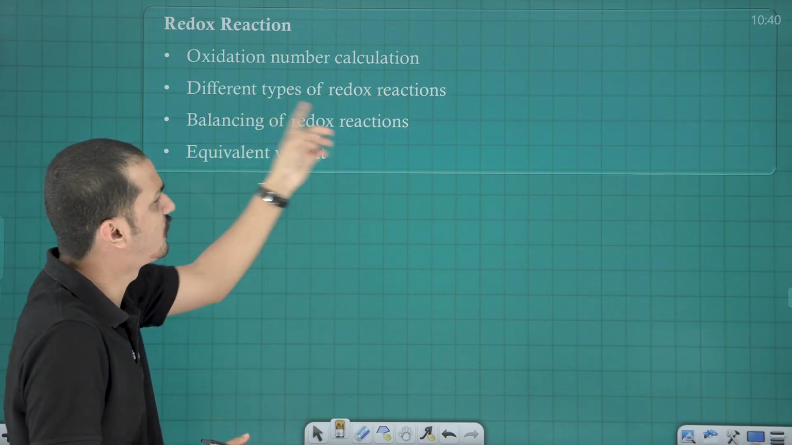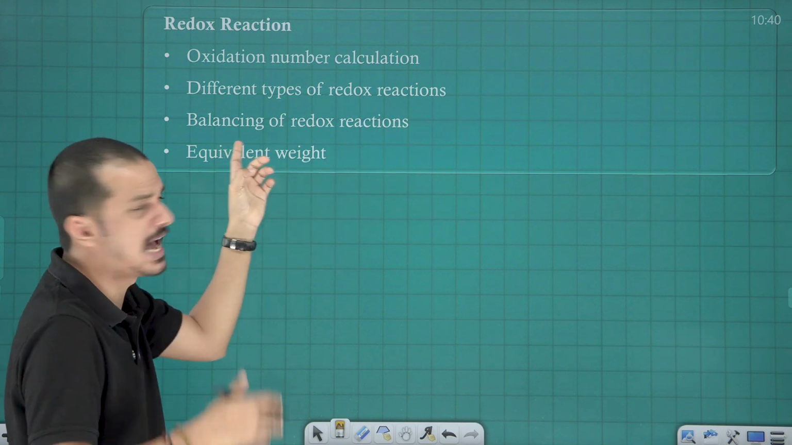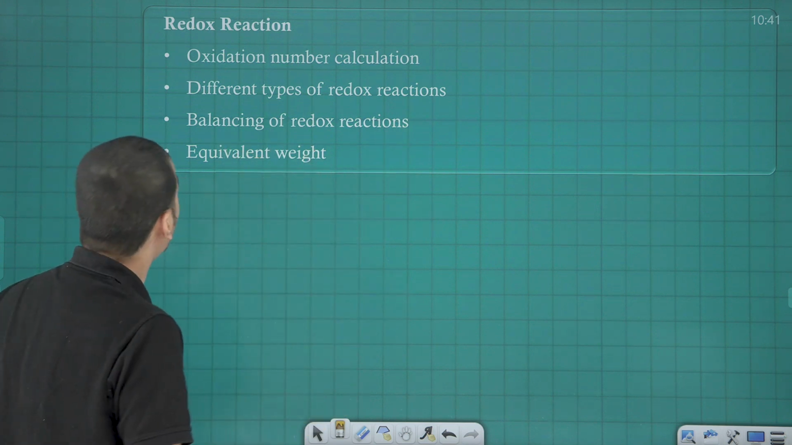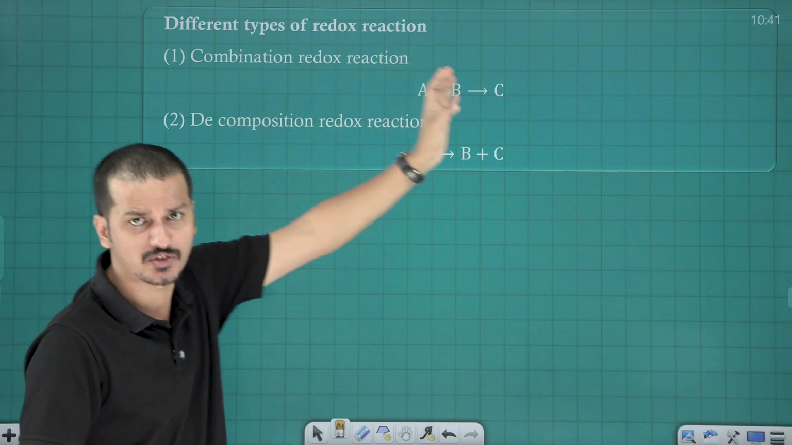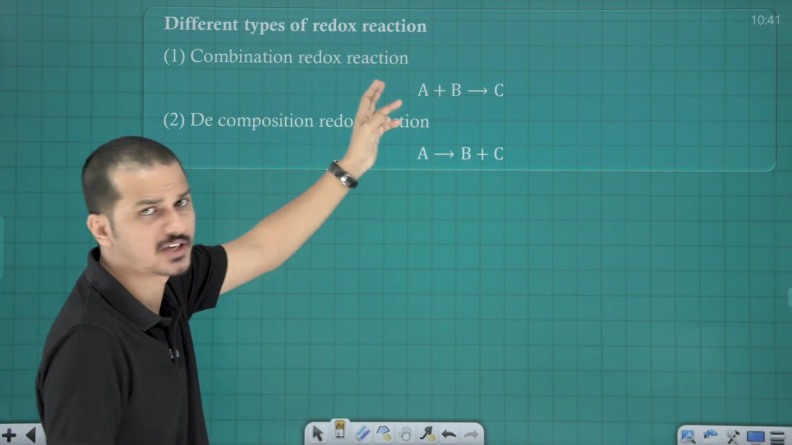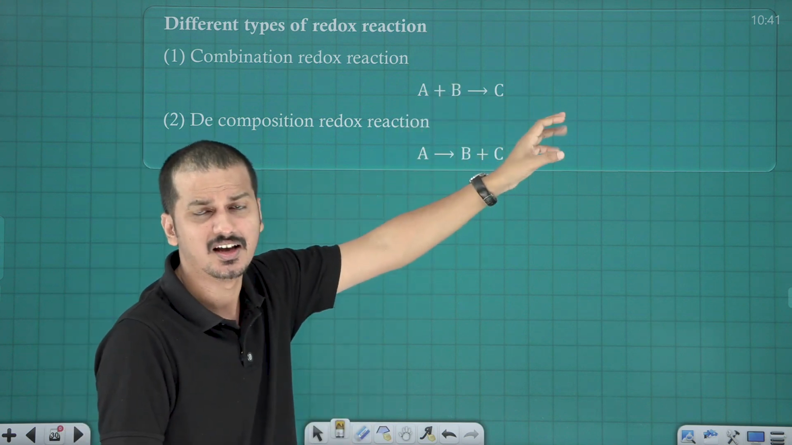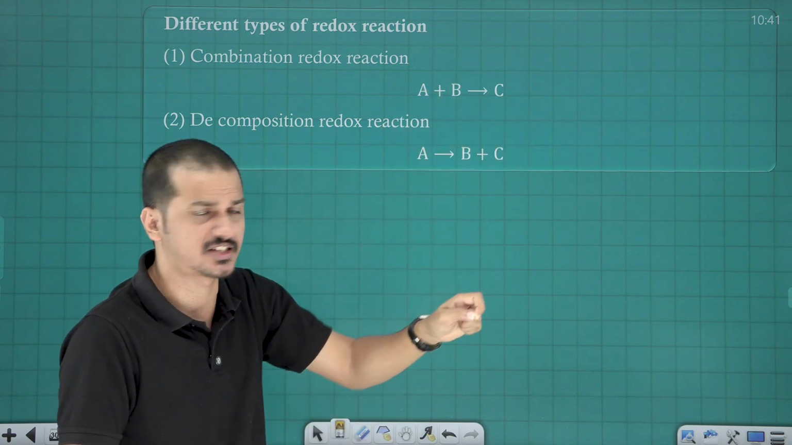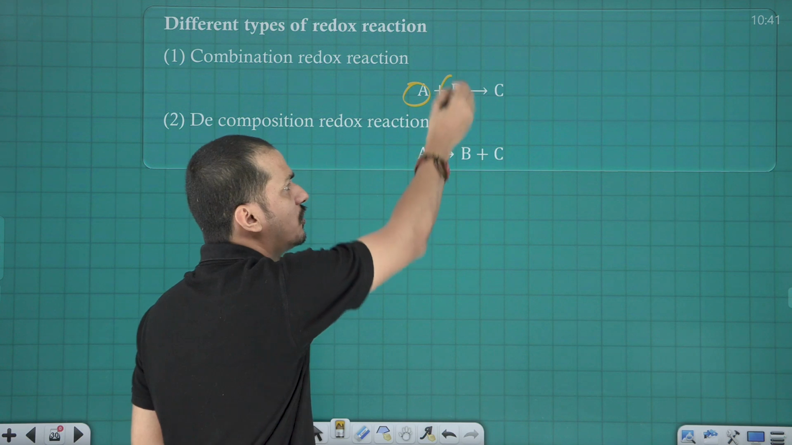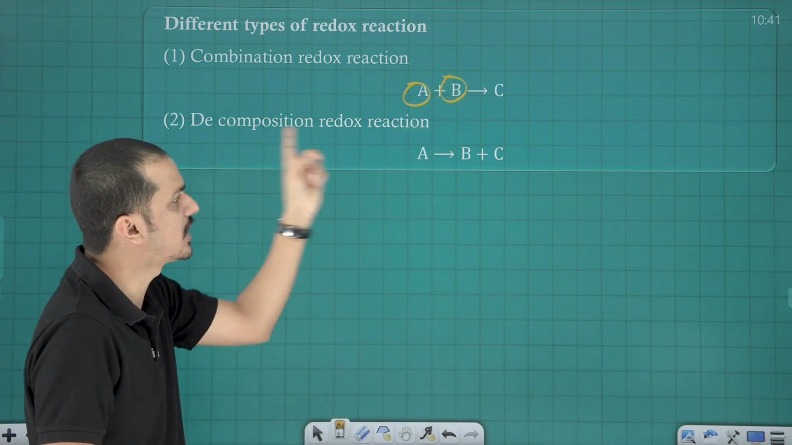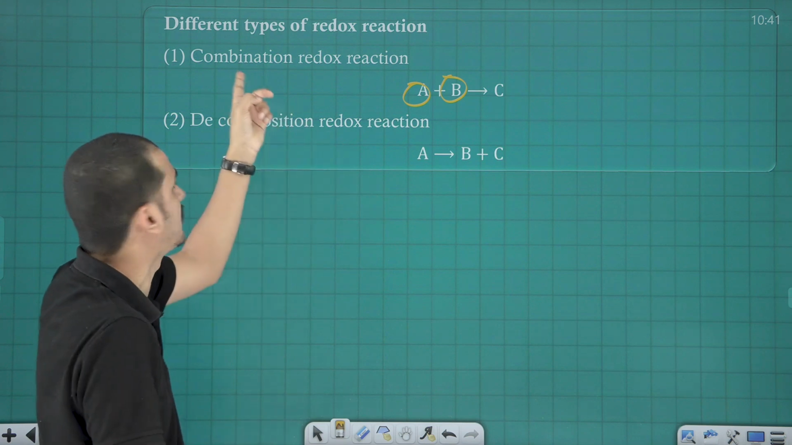The second thing is different types of redox reactions, balancing of redox reaction related problems, and equivalent weight related problems. So here, first of all, we are looking at different types of redox reactions. First one is combination redox reaction. Here, two or more substances combine together to give compounds. If it is a combination redox reaction, at least one of the reactants should be in elemental state.